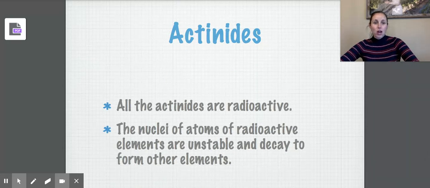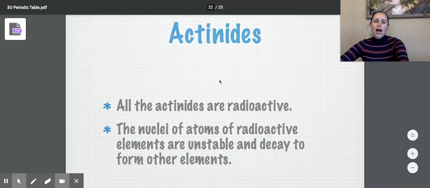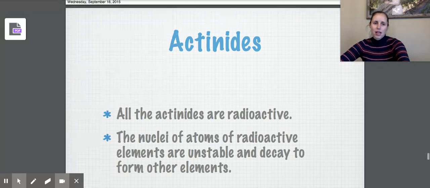Actinides, on the other hand, they're all radioactive. The nuclei of atoms of radioactive elements are unstable and decay to form other elements. So actinides, even though they do exist, often decay into other elements.